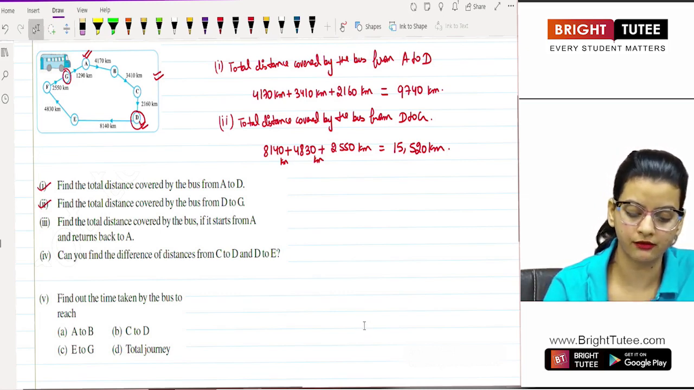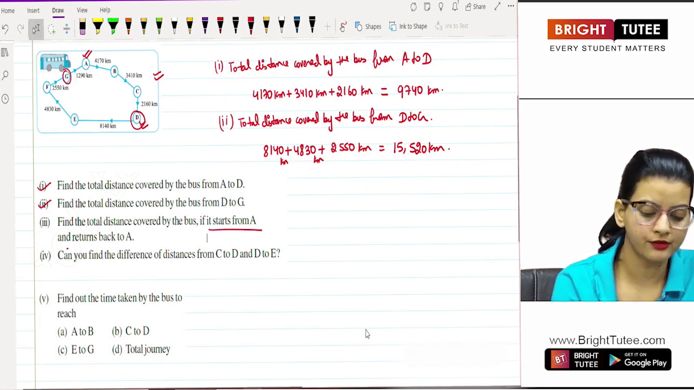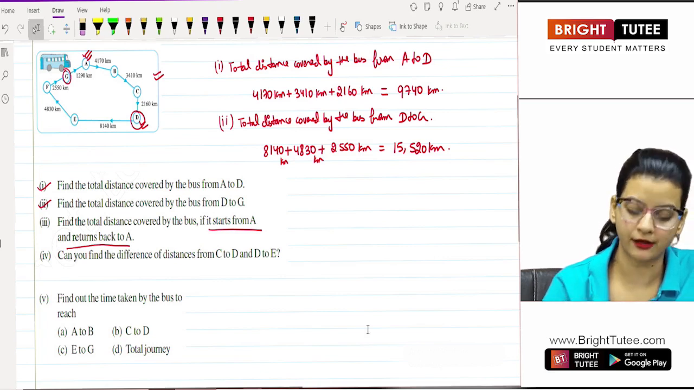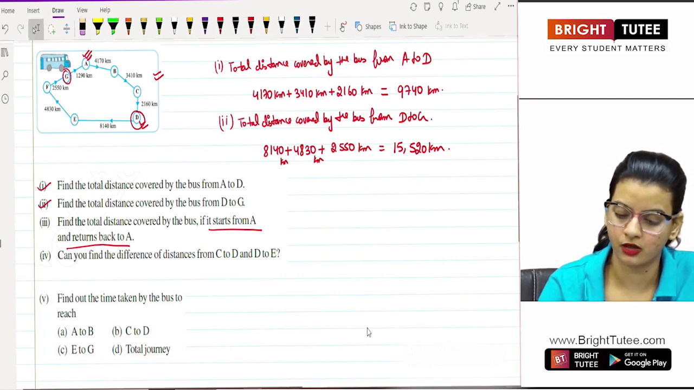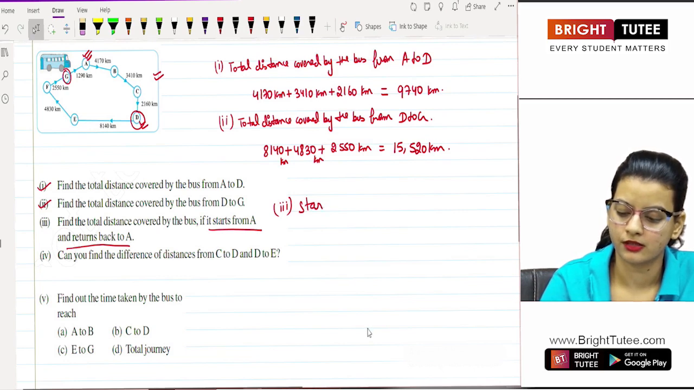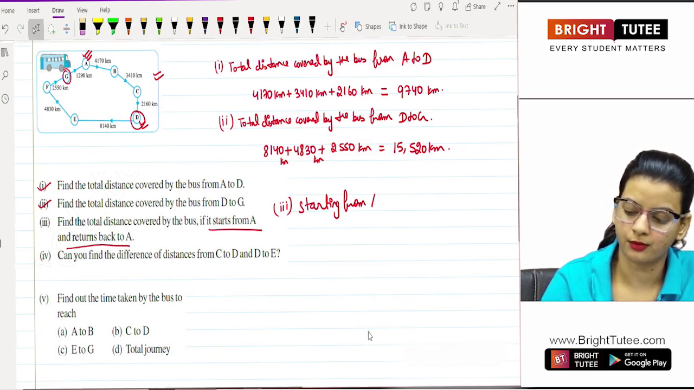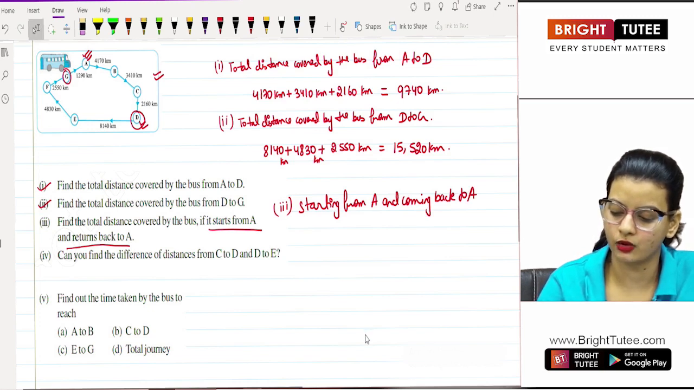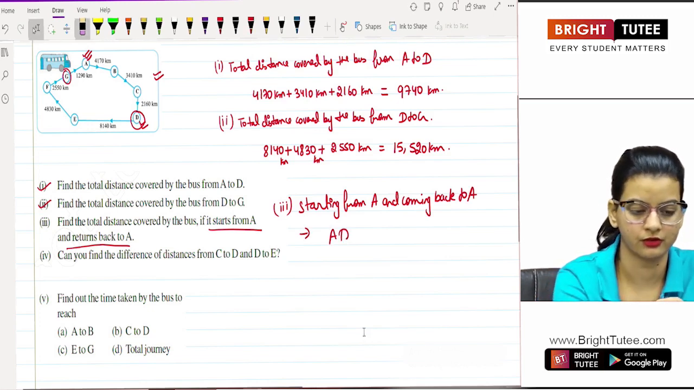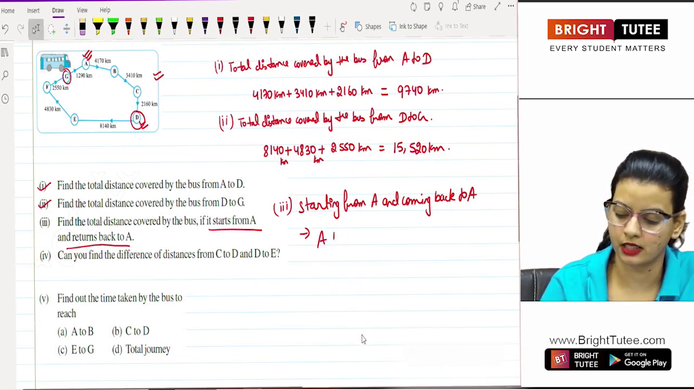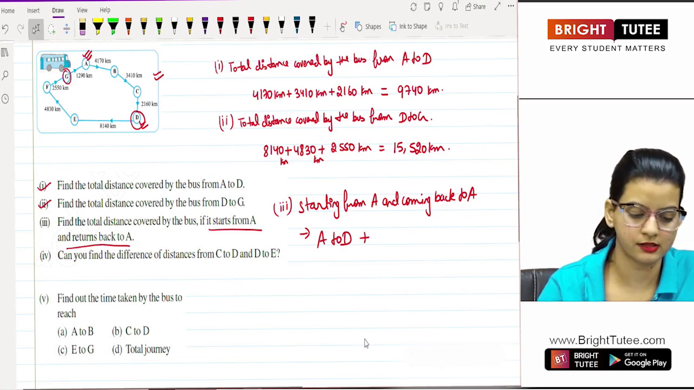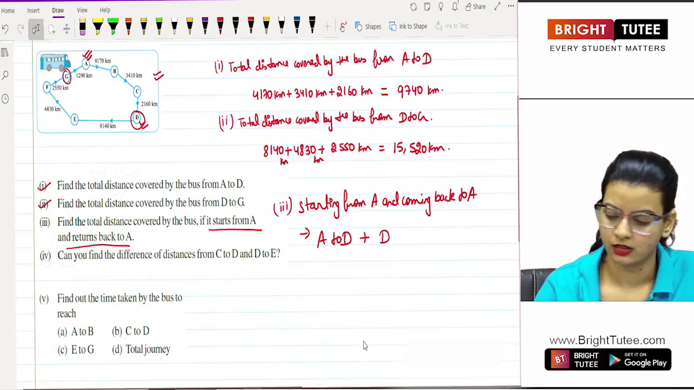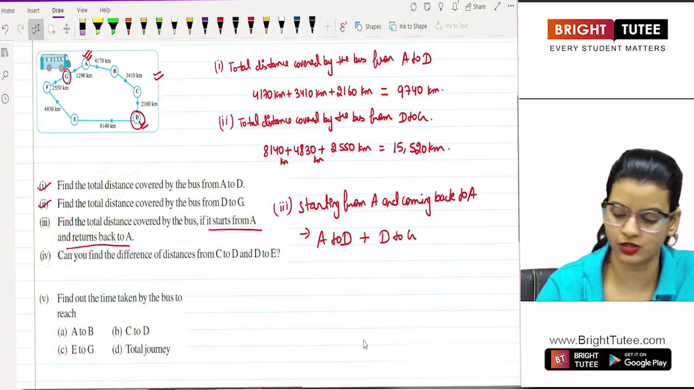Now find the total distance covered by the bus if it starts from A and returns back to A. So it is starting from A and then coming back to A. Starting from A and coming back to A can also be represented as A to D plus D to G plus 1290 kilometer, right?